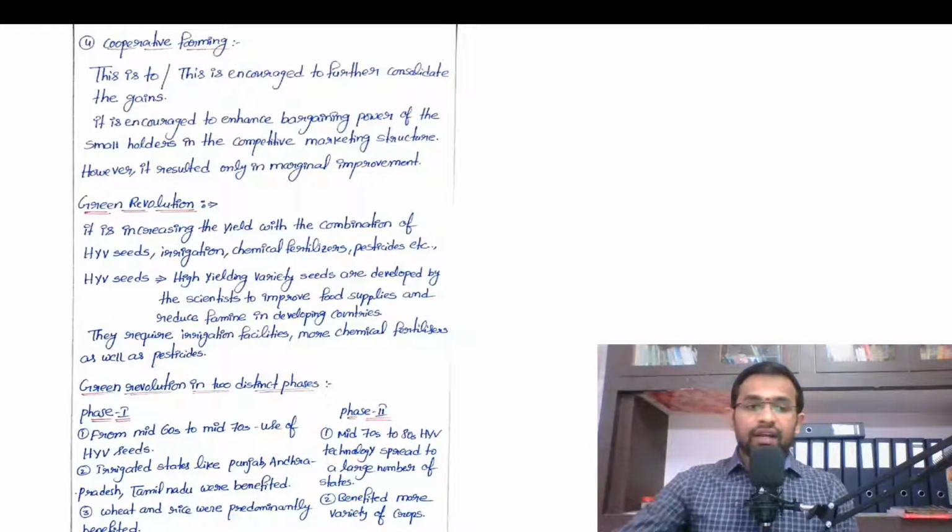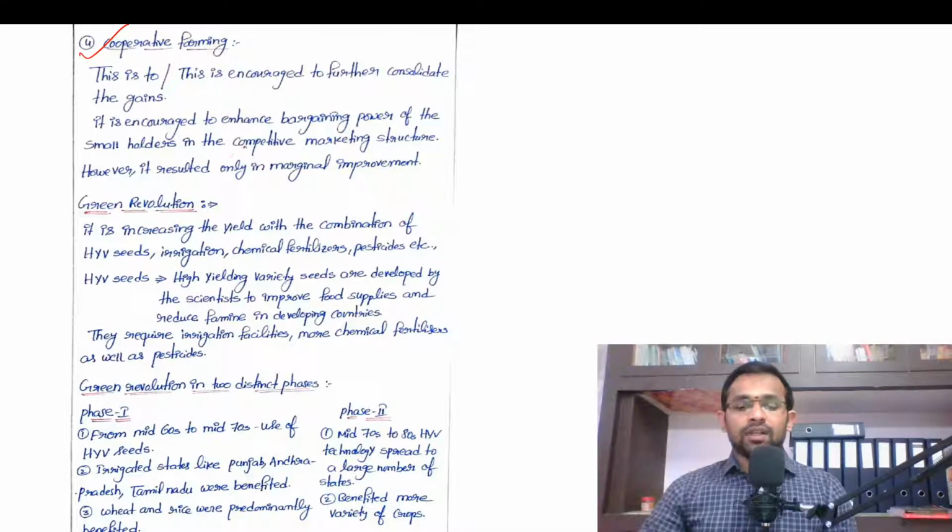Yes, and the next point under land reforms is cooperative farming. What is the meaning of cooperative farming? See, cooperative farming is nothing but pooling the resources or coming together. So instead of cultivating 1 acre or 2 acres, a group of farmers will come together, they will pool the resources and they help each other to cultivate the land. So that is the model of cooperative farming. So the main objective is to encourage the consolidation of the gains, right?